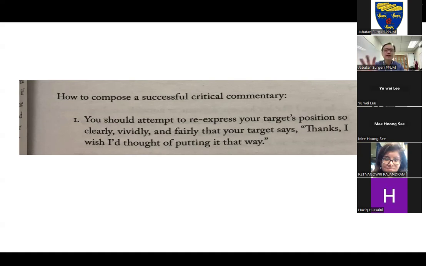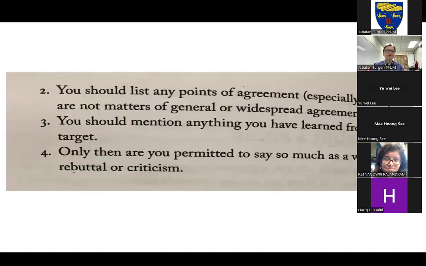So you mean rephrase their question, so they're happy already. Oh, okay, I understand my question, that kind of thing. You get what I mean? Just rephrase the question people ask you. Next, you should list any points of agreement, especially if they are not matters of general or widespread agreement. Meaning you make the person happy a bit. You say, oh, I agree with that point of yours, and then the hostility level will drop. Hey, you agree with me, and then I can't be angry with you anymore, right? So that's the point.